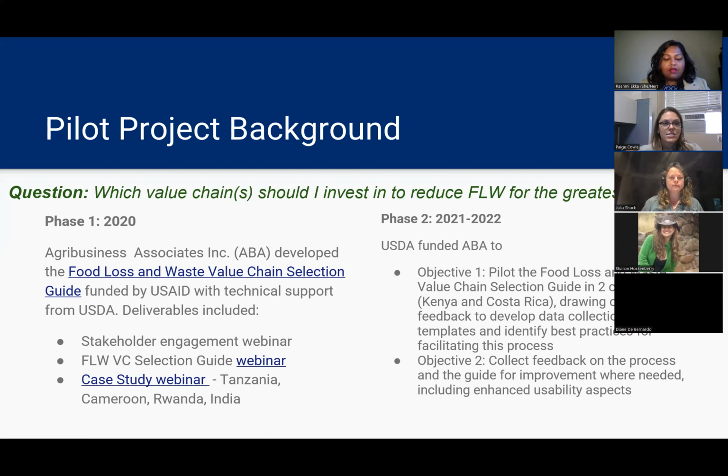So this past year, USDA and Agribusiness Associates entered into a second phase of the project to put the food loss and waste value chain selection guide to test in the field. The guide was piloted in Kenya and Costa Rica, which afforded us the opportunity to gain new insights from implementation and best practices for facilitating and replicating the process elsewhere.